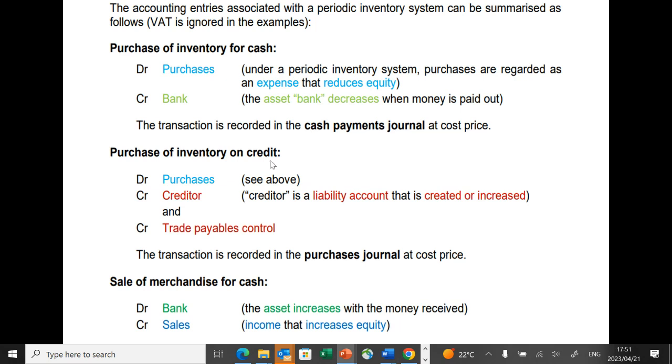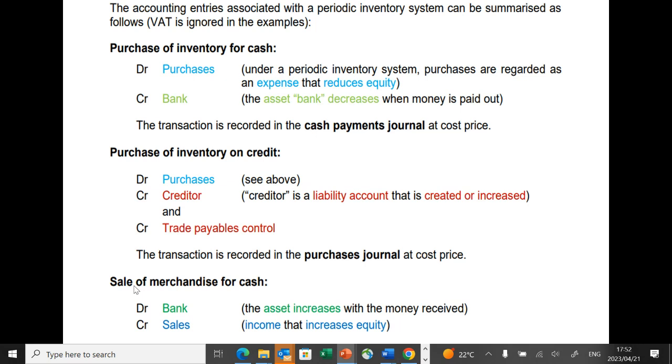If you purchase inventory on credit, you're also going to debit the purchases, which is an expense. Expenses increase on the debit side. And what are you going to credit? Your trade payable control. Trade payable control is a liability. Liabilities increase on which side? On the credit side. You are recording all this at what? At the cost price.